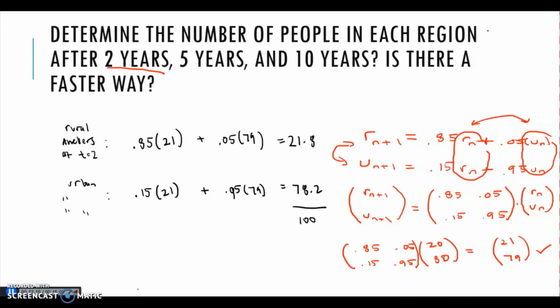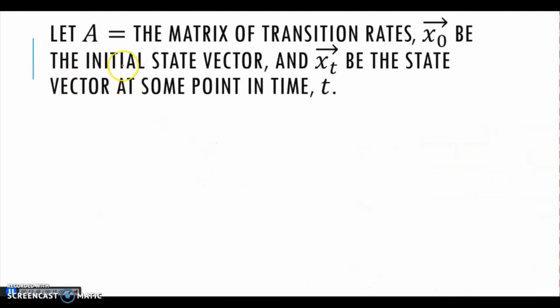But now in order to get the time 2 state, we would have to replace the 20, 80 vector in our calculator with a 21, 79, and we could proceed in that way to get the time 2 state. So this was for time 1. This is going to be for time 2. And again, if I do 0.85, 0.05, 0.15, and 0.95 times this, it's going to give me my 21.8 and 78.2. And the question we might immediately have is, can we do this faster? Is it possible to do this in a better way?